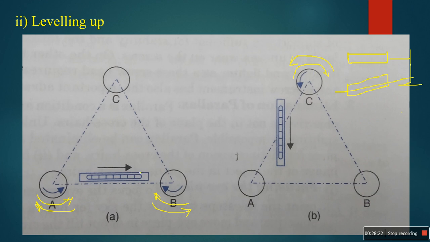Then again repeat the same process on both sides, until the bubble is exactly at the center on both sides. Then you will know that the instrument, or telescope, is exactly in the horizontal plane. Repeat this two to three times, until the bubble is at the center at all stages. This is the second step of the temporary adjustment.